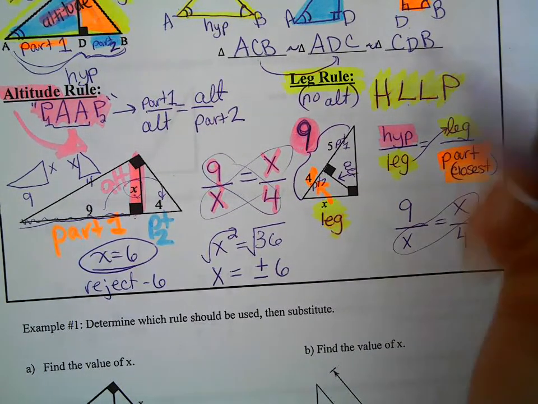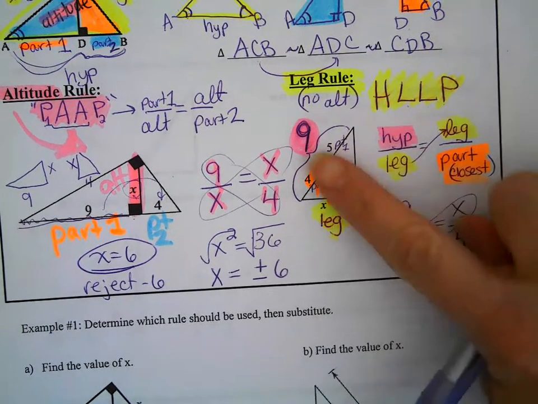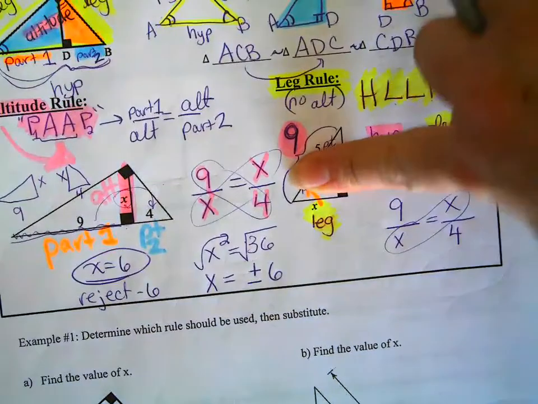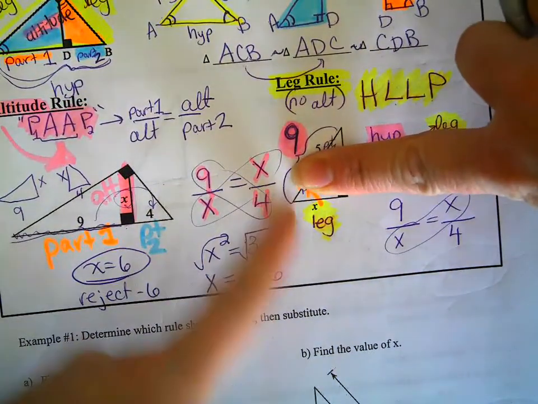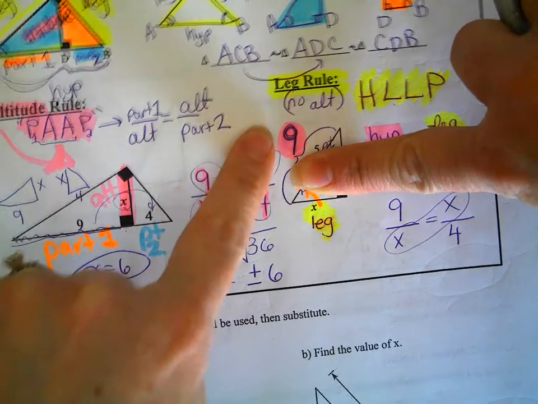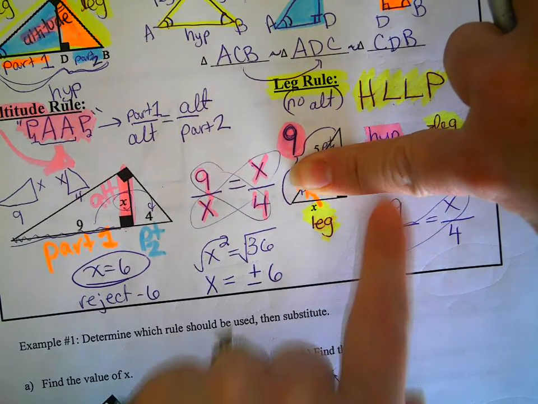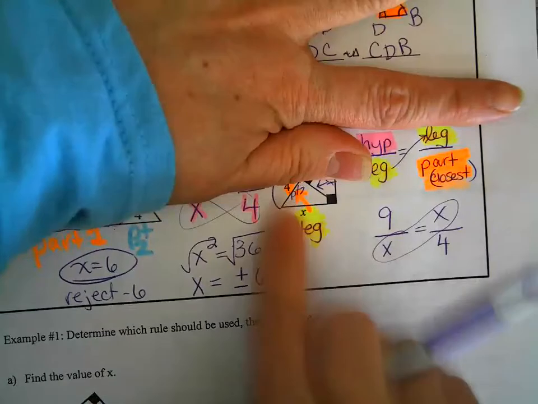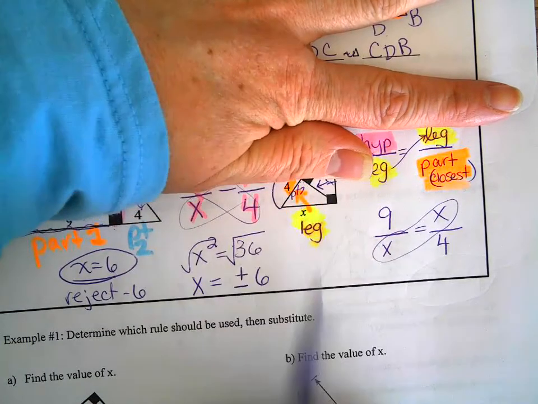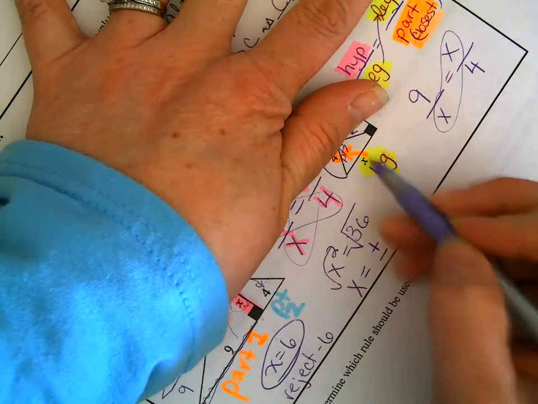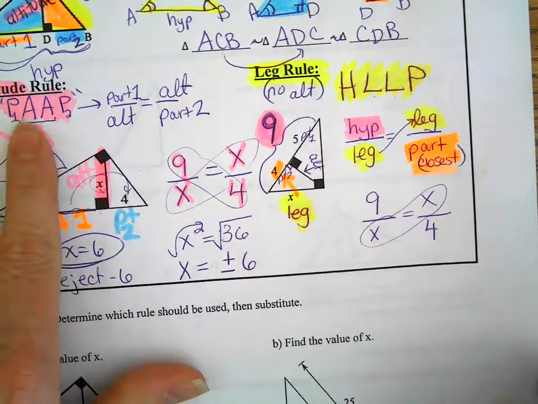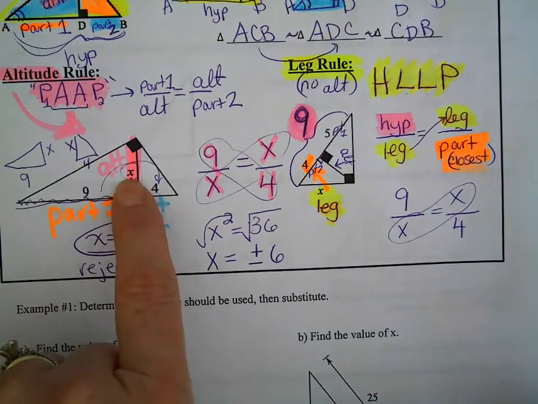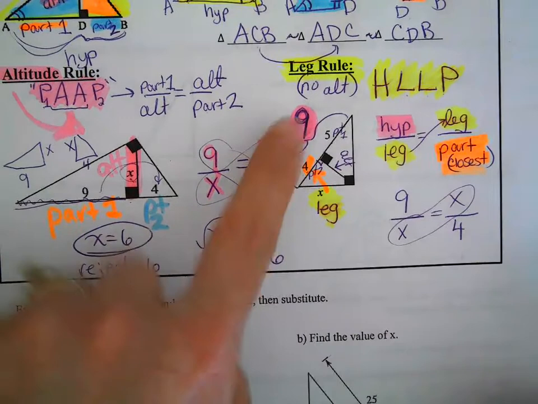And how that actually works, and some of you might understand this better, is if I forget about this altitude drawn in, and we look at the big triangle, 9 is the big hypotenuse, compares to the leg of that triangle. 9 compares to the leg, X, that we're finding. As if I focus on the teeny tiny triangle here, the hypotenuse there is X. If we rotate that around, and this is our right angle here, the hypotenuse compares to its leg. So again, we have the PAAP rule when we have a measure next to the altitude. We have the leg rule.